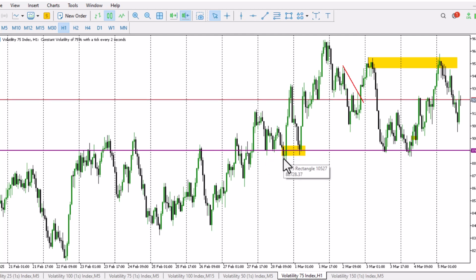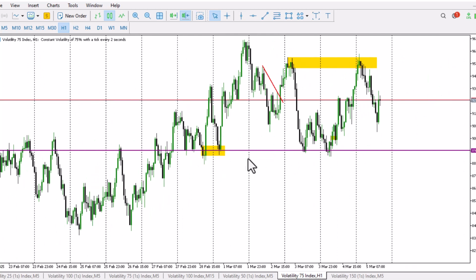Today, what we want to do here is very simple. I want to show you a strategy that you can use to enter your trades on V75, and we're going to be doing a top-down analysis where I show you the whole process from the higher time frame, which is the H1, to the entry time frame, which is the M15 in this case.